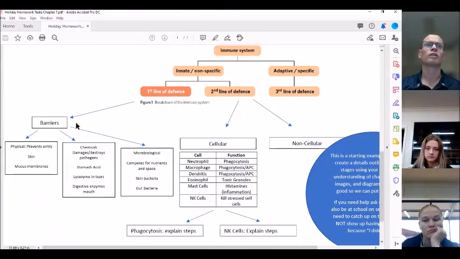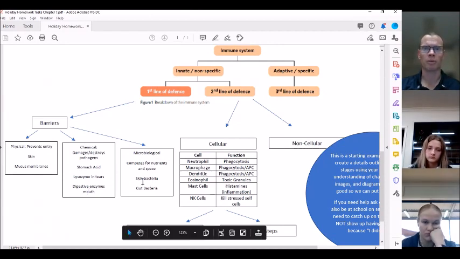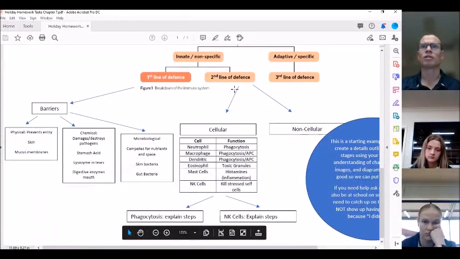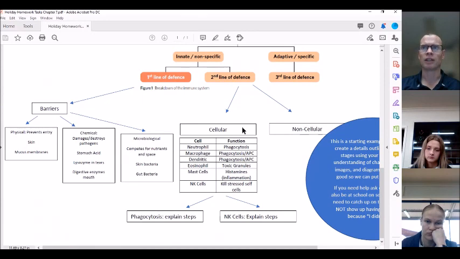So first line of defense is barriers. And so what I've done is, we've got physical barriers. What does it do? Prevents entry: skin and mucous membranes. Chemical barriers damage or destroy pathogens, and some examples. Microbiological barriers compete for nutrients and space, and some examples. Under the second line of defense, which is what we've just covered, cellular and then non-cellular. Cellular, I've listed the cell types and what their function is and what they do.